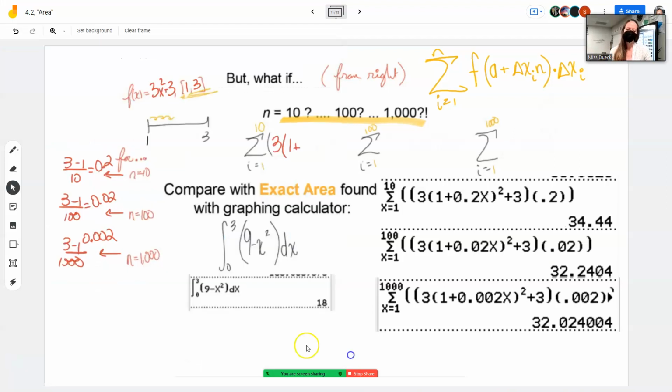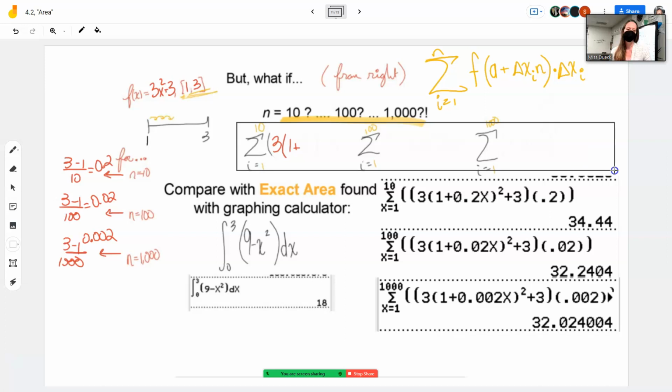Excuse me. My voice is dry. Let me go block out all these guys up here because I ended up just showing them in the calculator instead, so you don't necessarily need to see all that.